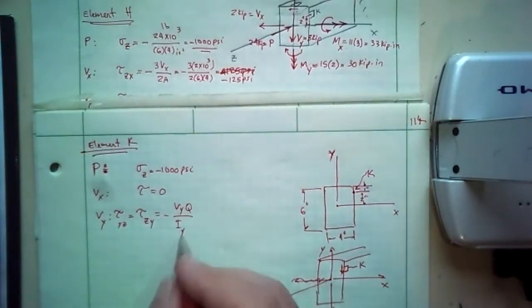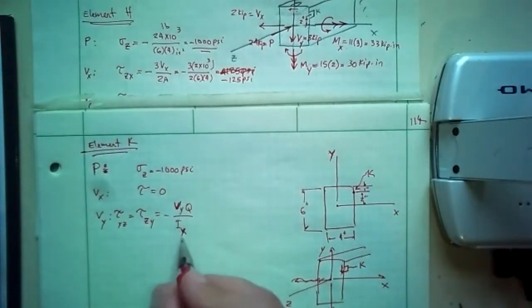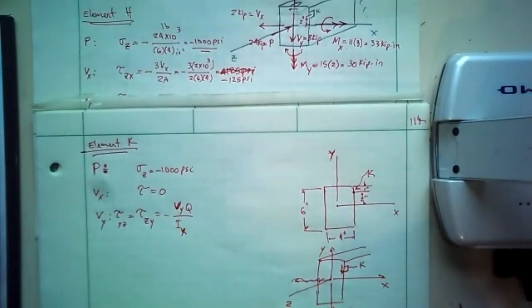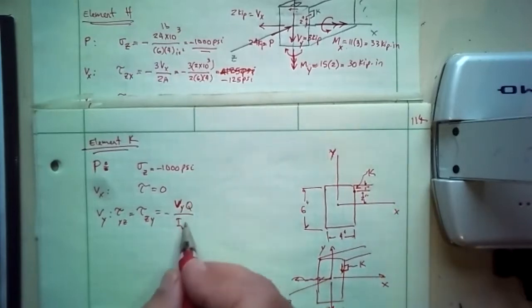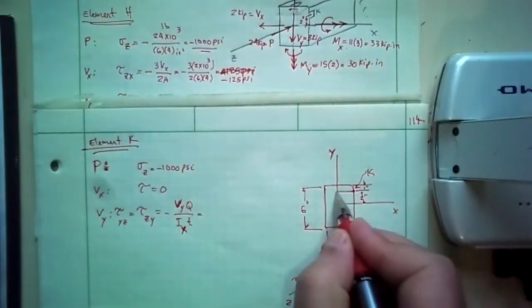Iy? No, it's Ix. The subscript of the internal direct shear and the area moment of inertia have to match for normal stress and bending, but not here. So if I'm applying this, it's Ix. Vy causes moment of inertia. The moment of inertia that I use in the equation is Ix times the thickness. So this is Q for location K. So this is the Q for this location.